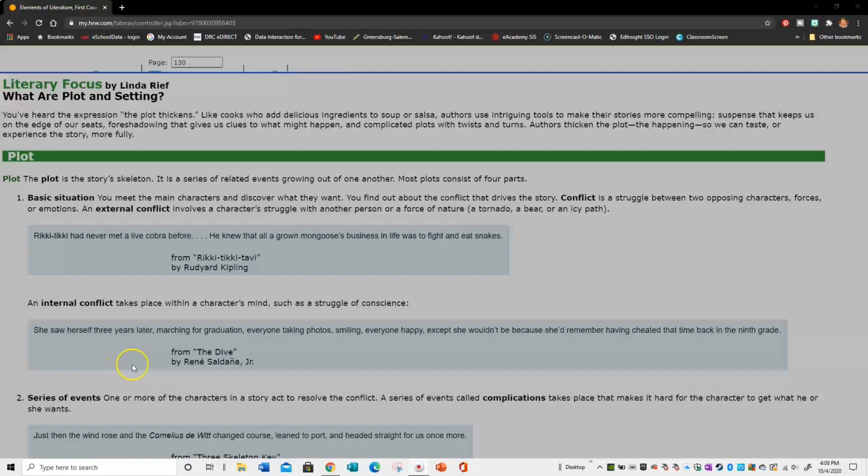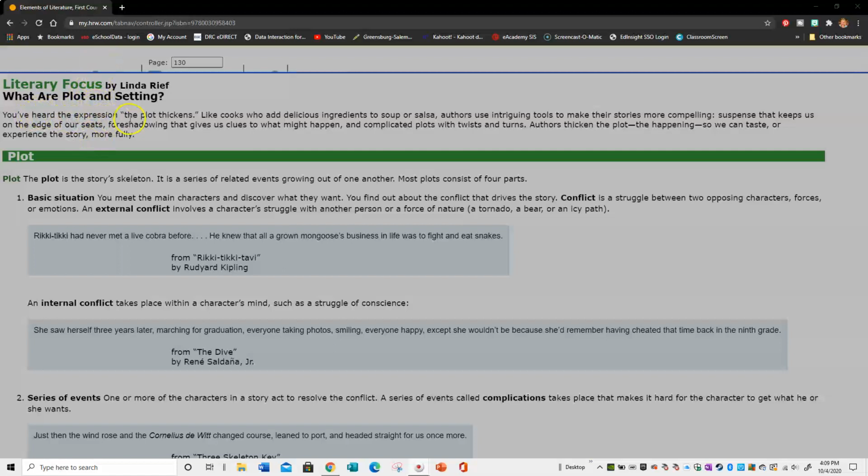Hi, Miss Eglin here. Today we will be starting collection 2, and our objectives are we want to understand plot and setting, understand conflict, and understand suspense and foreshadowing. So we are going to read the literary focus, What are plot and setting? This is on pages 130 to 131 in the textbook.